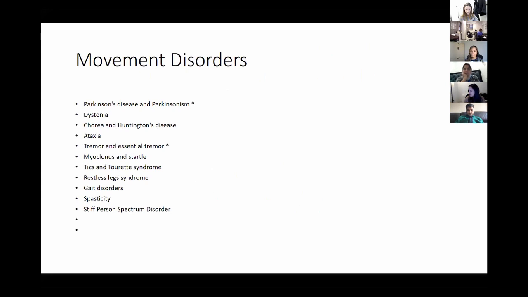So when you're referring a patient to a movement disorder neurologist, these are some of the conditions that we treat. I start with Parkinson's disease, Parkinsonism, and tremor, because typically those are really the main conditions that we treat. Parkinson's disease right now affects about 1.5 million patients in the US, and that number is going to even grow over the next decade or so.